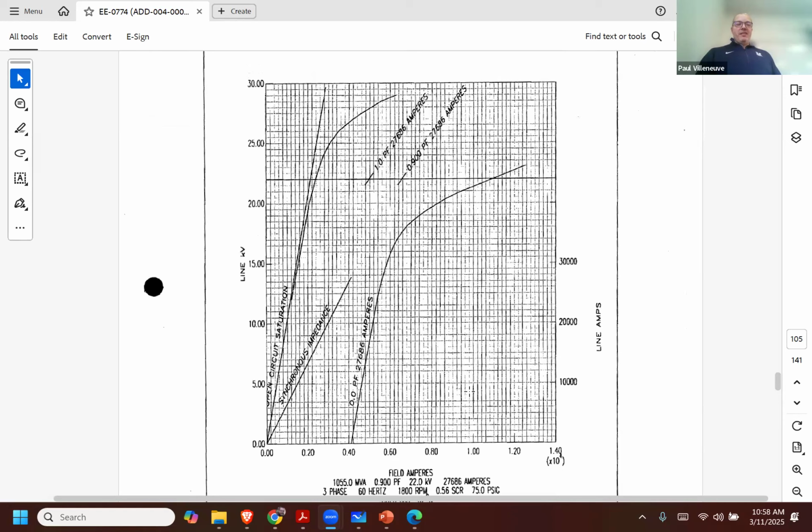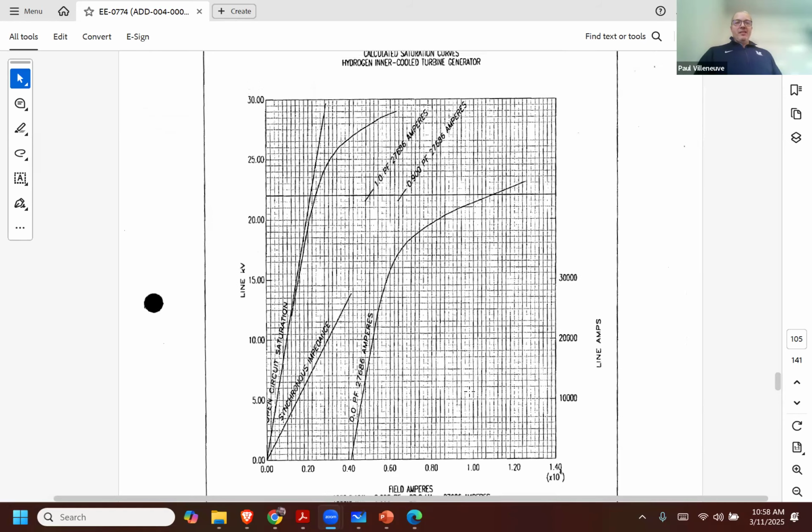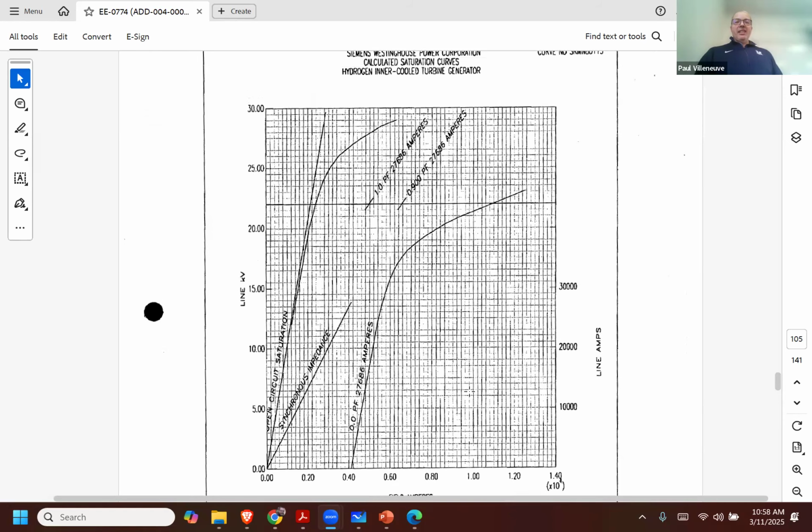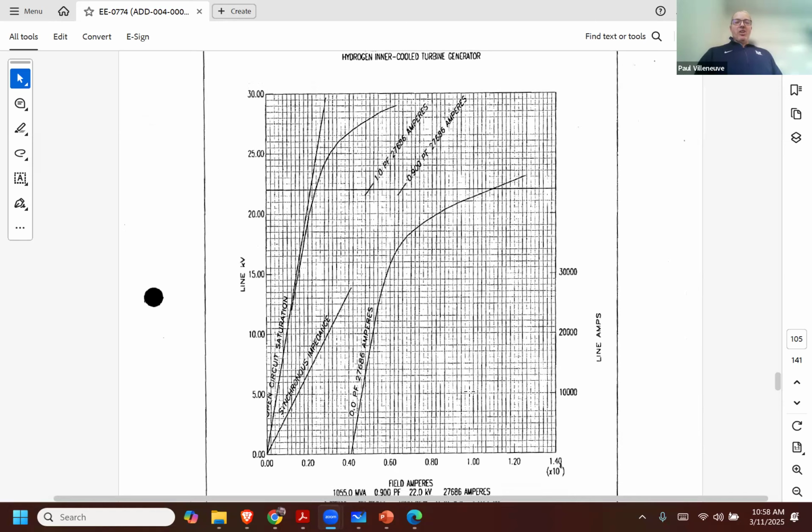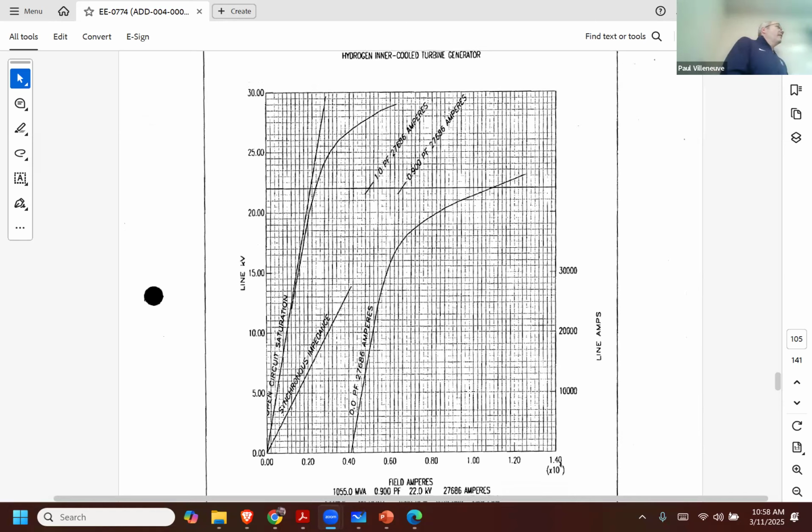But here are the calculated saturation curves. And this one is not in per unit or in percentages like the earlier ones were. Everything was a 1 or something like that. This actually has values. So can you calculate saturated and unsaturated values for me?